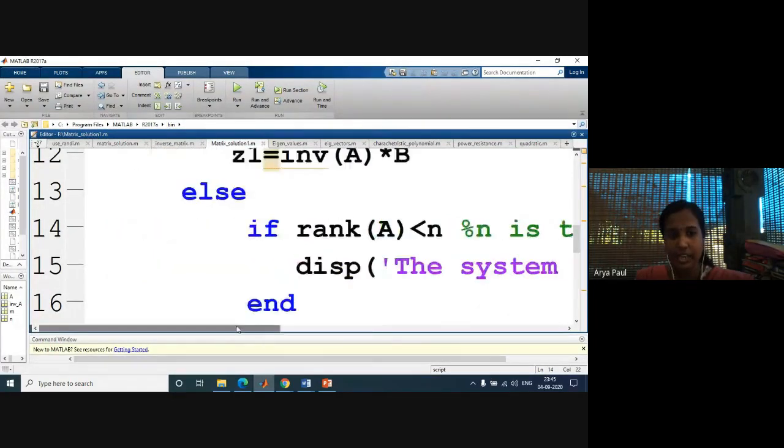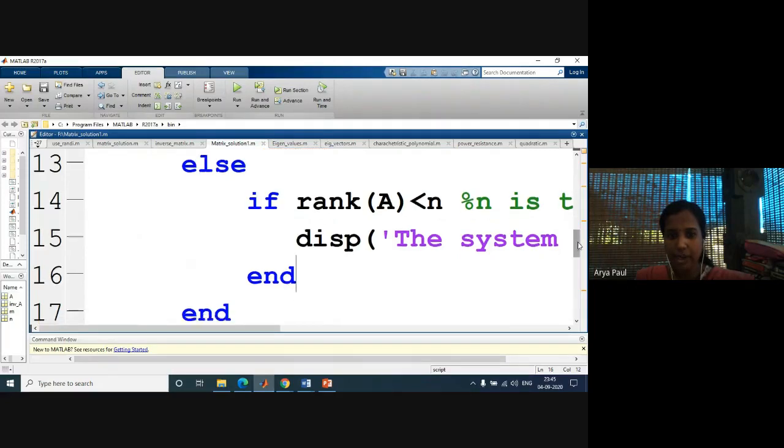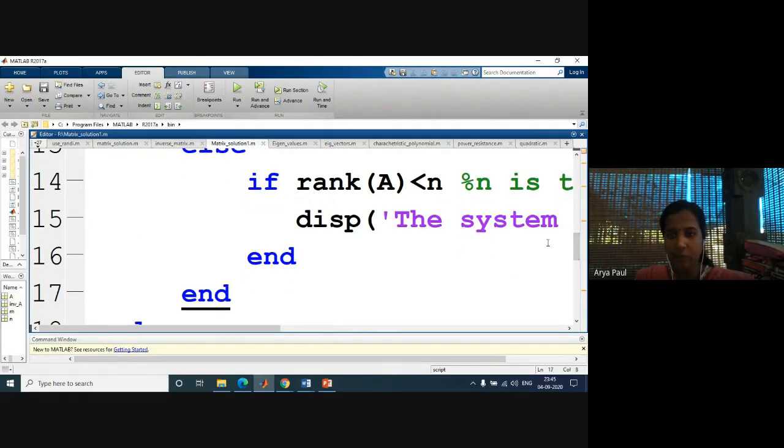I hope this is clear. Now you are ending this if statement, and you have ended the above if also.